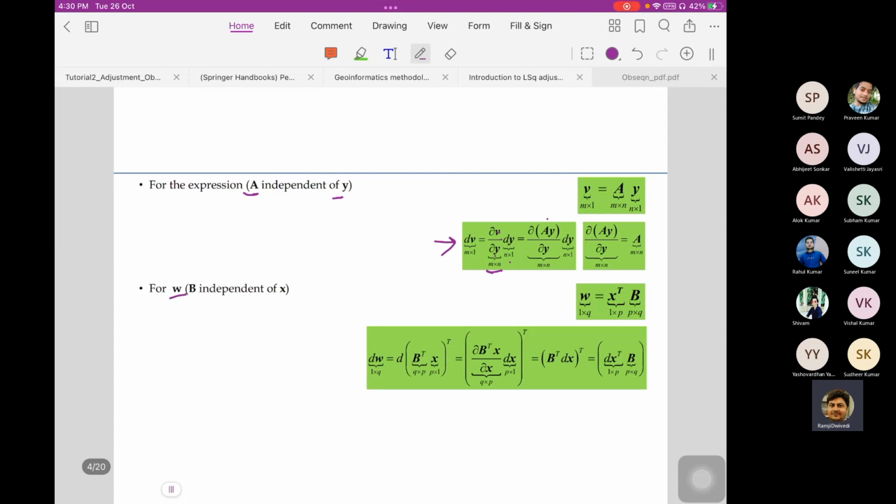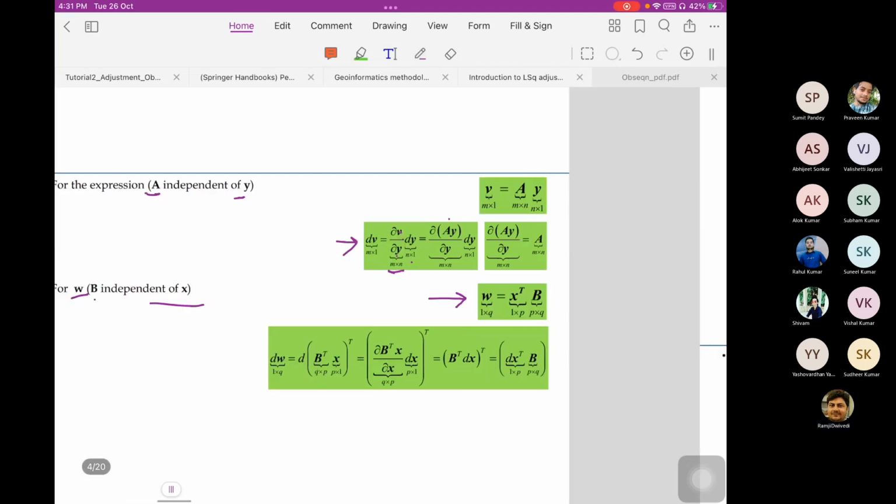Similarly, w with B independent of x would be written like this. So these are the basic ways it is represented. At present it may look a little different to you, but when you go back and try to revise it through your basics of partial derivatives, the total differential, as well as matrix algebra, it will be very straightforward. Okay, anyways.